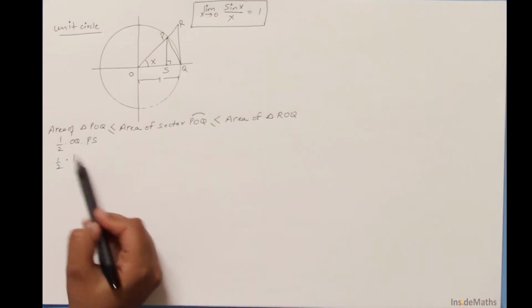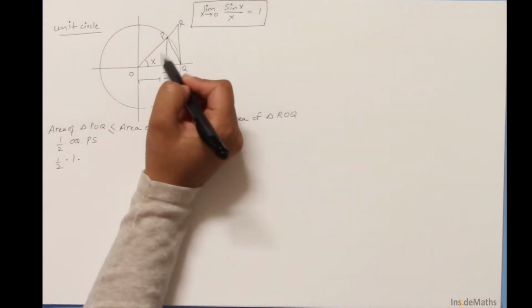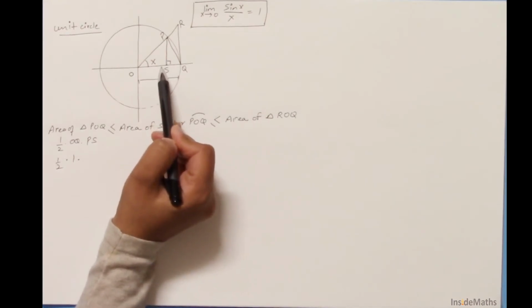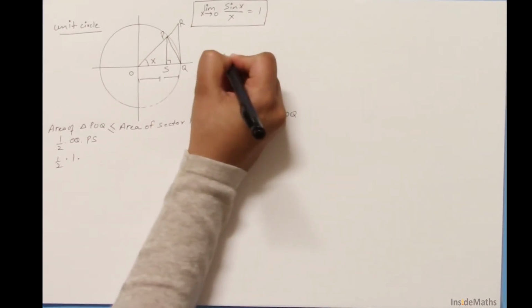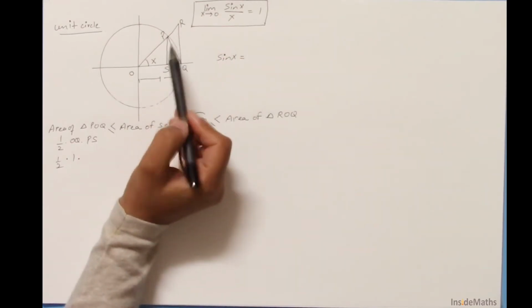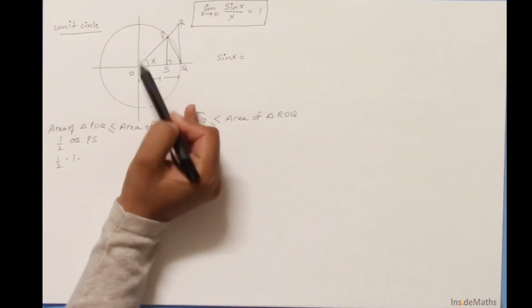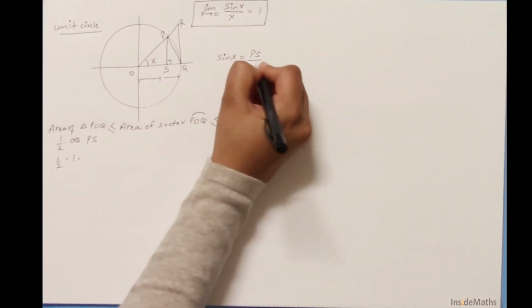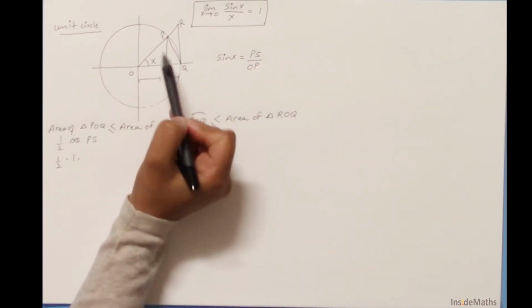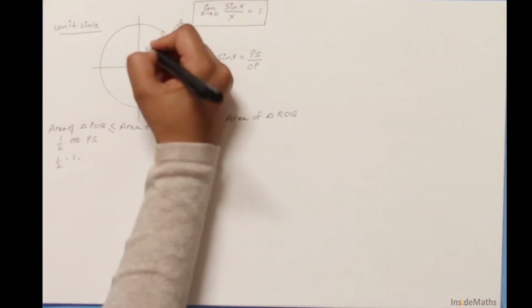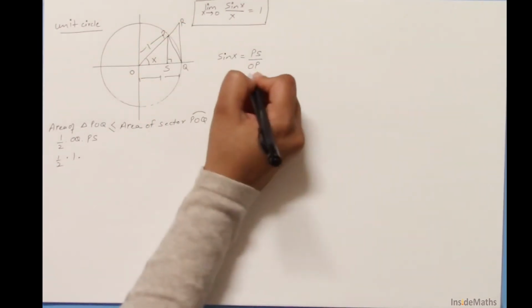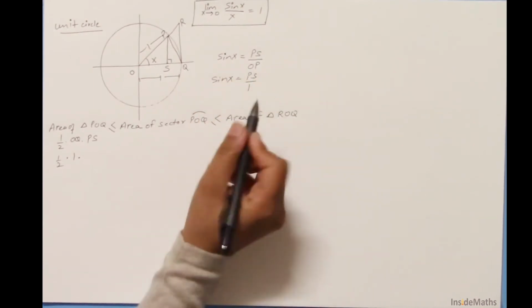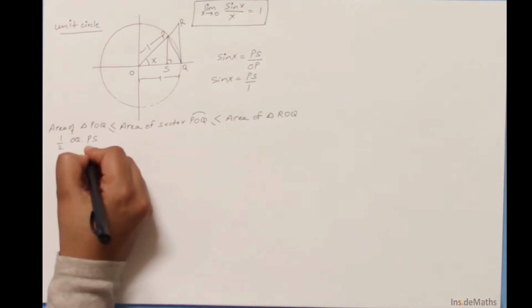Now to find the value of PS, I'm going to use the triangle POS, which is a right angled triangle. So sine x is equal to perpendicular over hypotenuse, which is PS over OP. Now, again, the value of OP is 1, as it is a radius. So sine x is equal to PS over 1, and the value of PS is sine x.